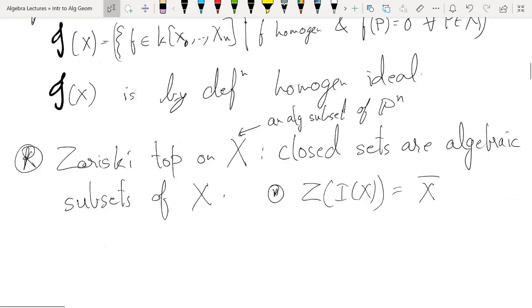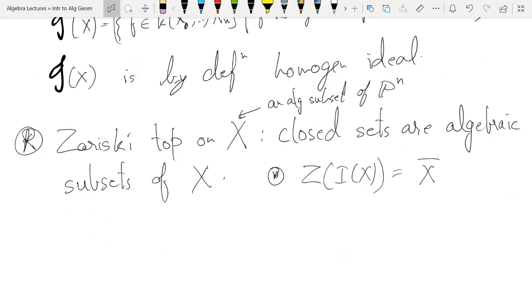And then we gave the Zariski topology on Pn to be such that the closed sets are algebraic subsets of Pn. And if you have some X which is an algebraic subset of Pn, and you give that X a subspace topology, let's say. Yeah. So for X, the closed subsets of X will be algebraic subsets of Pn which are contained in X.